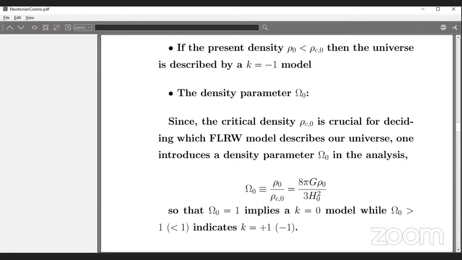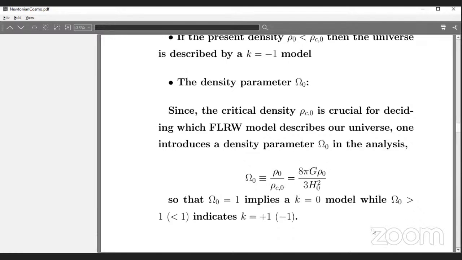And hence, if this dimensionless parameter omega 0 is equal to 1, then we know our universe is described by the k equal to 0 model. While if omega 0 is greater than 1, the universe is described by the closed model, k equal to plus 1. While if it is less than 1, the value of k is minus 1.